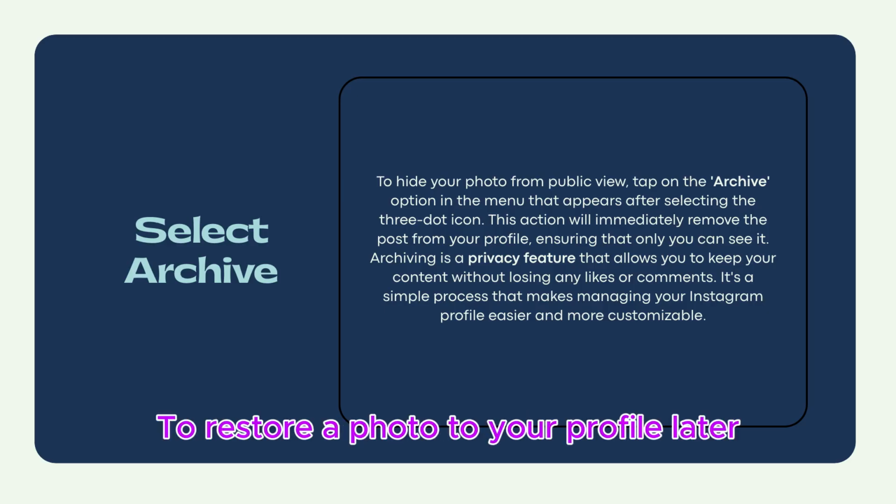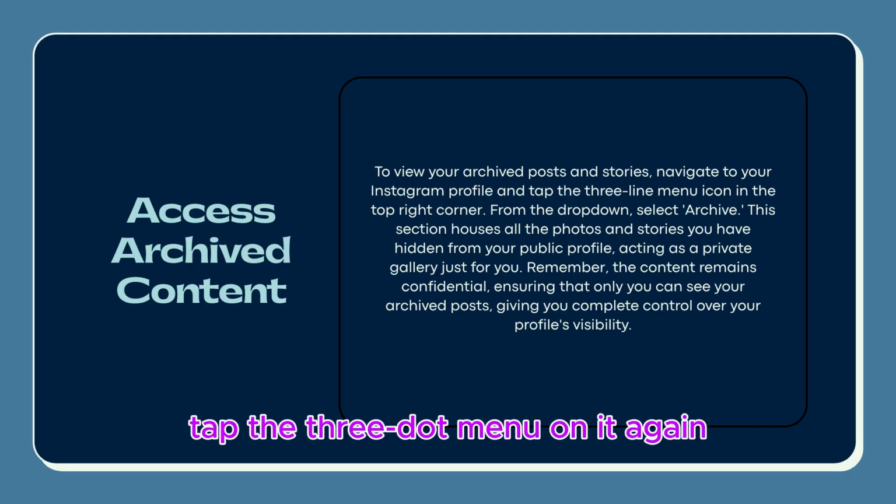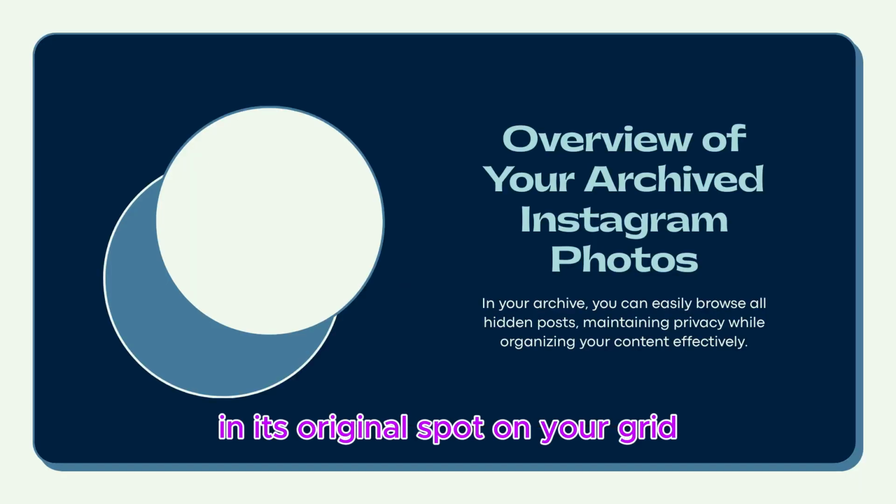To restore a photo to your profile later, go into your archive. Find the post, tap the three-dot menu on it again, and select Show on Profile. The photo will reappear in its original spot on your grid.